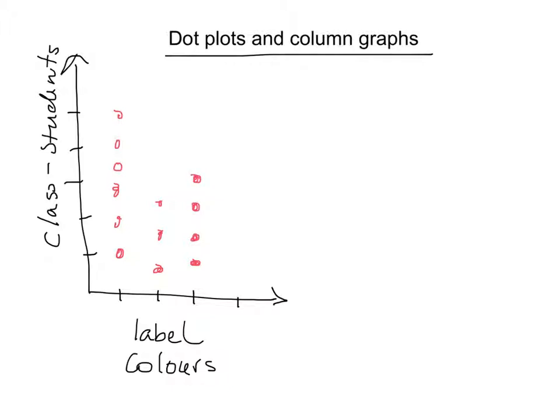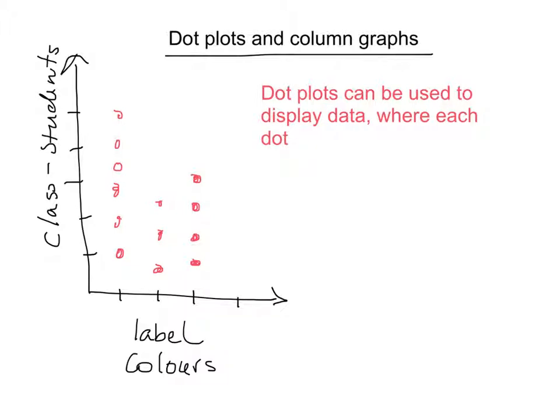Okay, so back to our notes. I'd like you to write the following. Dot plots can be used to display data where each dot represents one datum. And the key word here is datum. Okay? Datum. Datum is like a unit.